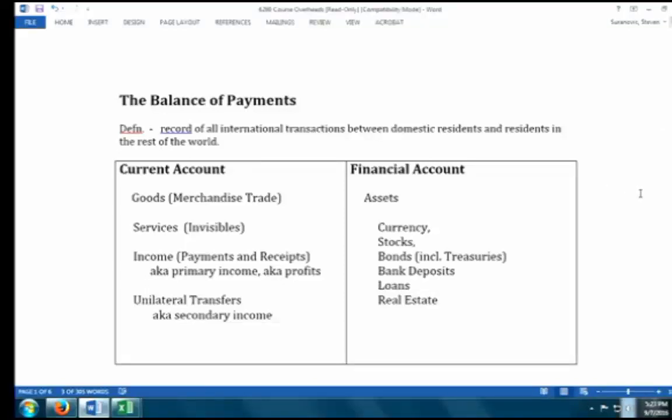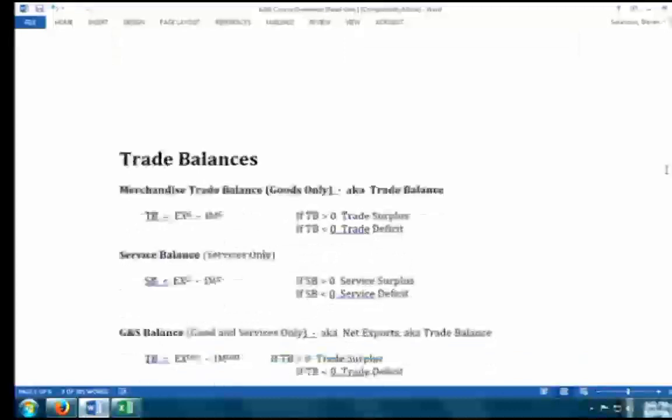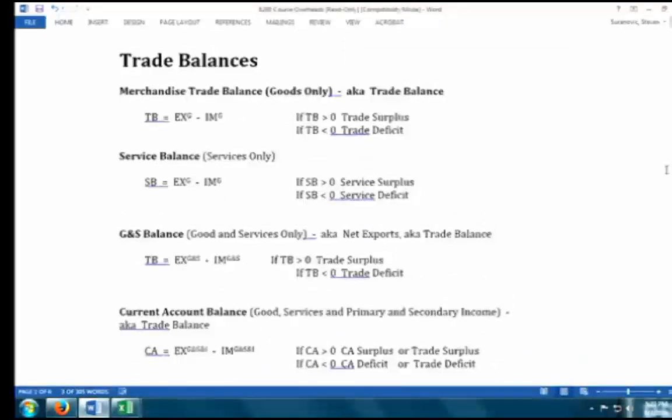All right, next. I want to talk about different types of trade balances or trade imbalances that we can describe and define. And here things start to get a little trickier, perhaps. So here's my slide on trade balances. First trade balance that we can define is called the merchandise trade balance, this one right up here at the top.